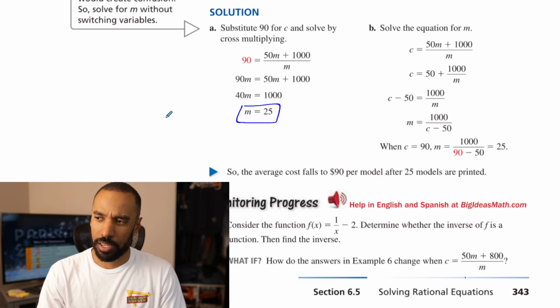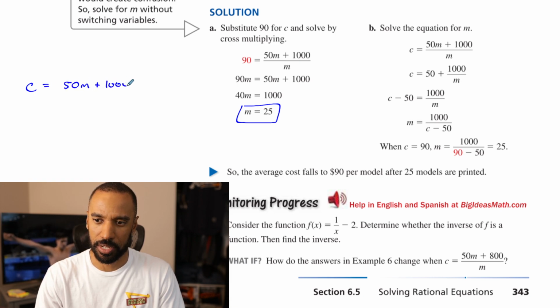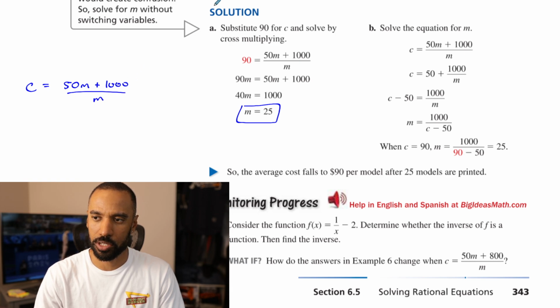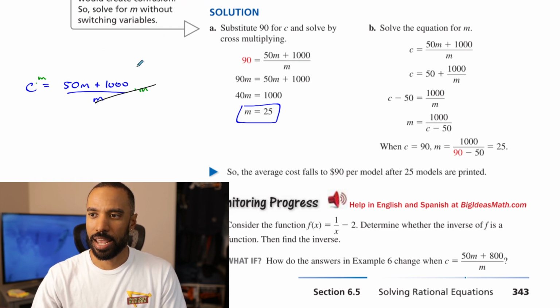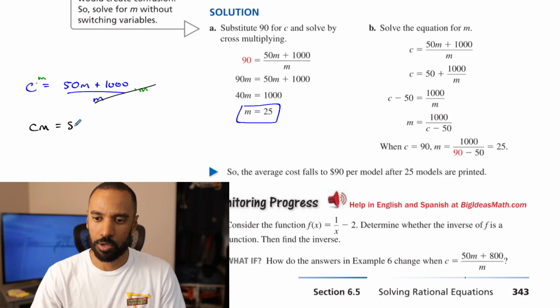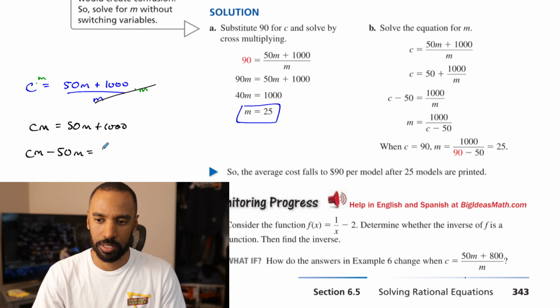What I would have done, I don't know if this will look bizarre to you. I would have done basically the same thing the first one's doing, only without the 90 there. You might wonder how this thing works. If I multiply both sides by M to begin with, I'll just do C times M, I guess. Then I have C times M equals 50M plus 1,000. And I can get M's on one side of the equation like this.